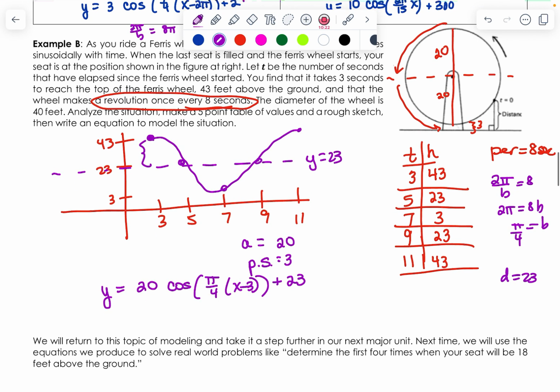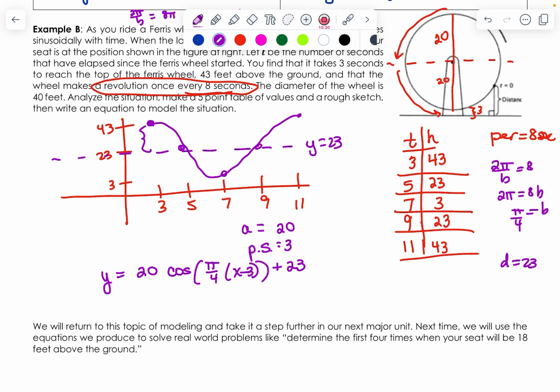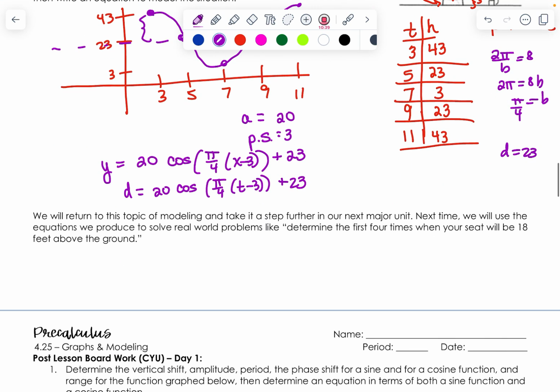Now I'm going to reread this because it says this is the distance, so I could say distance equals 20 cosine pi over 4 t minus 3, plus 23. Okay, there you go.